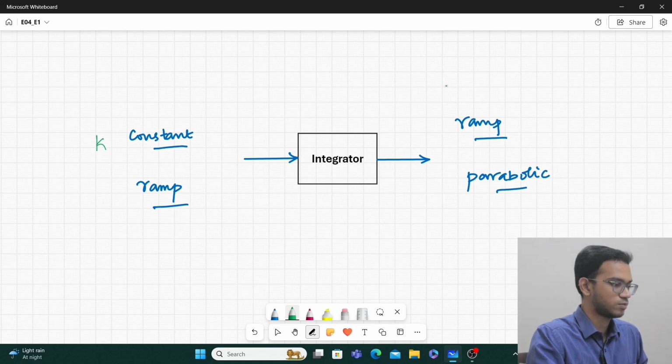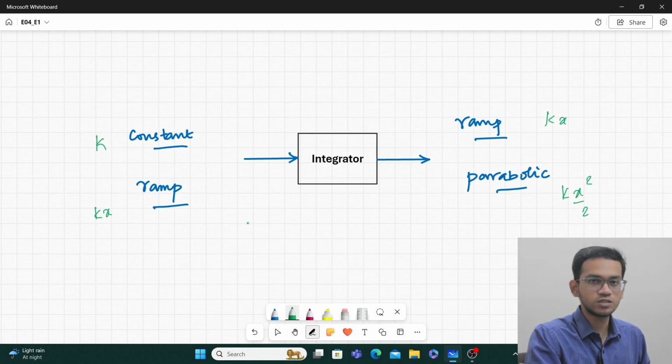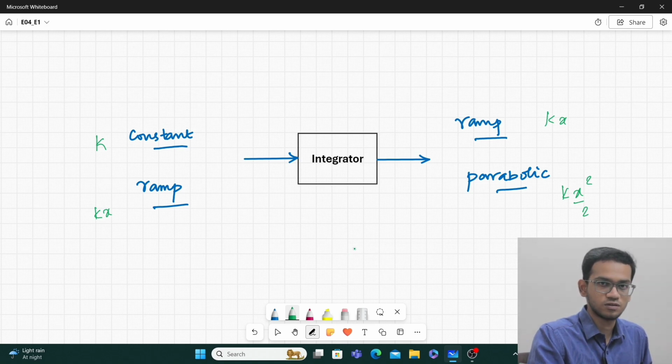you might have come across situations where if you give some constant k as input, you will get kx as output, and if you give kx as input, then you will get kx square by 2 as output. So why is this happening basically, and how is this happening? That's what we are going to focus on in this video.